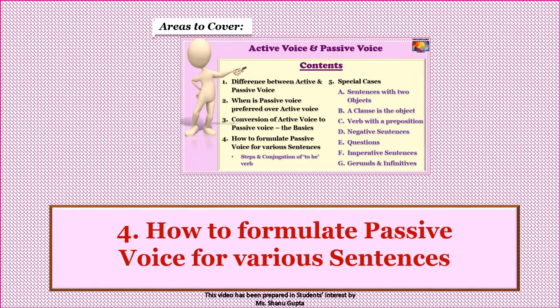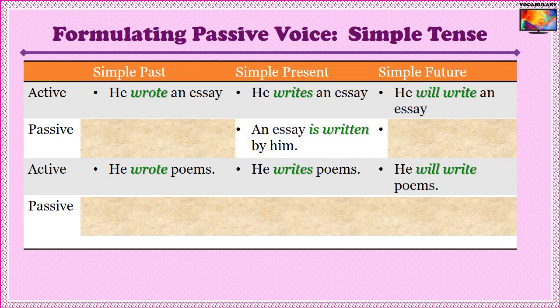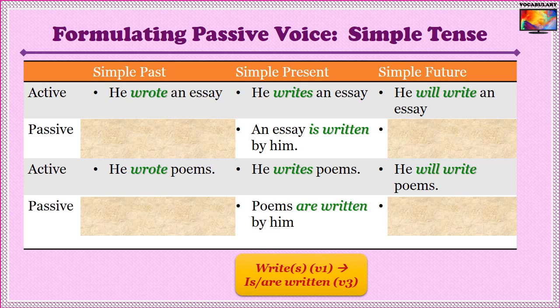After the basics, let's move on to some details on formulation of passive voice and practice for various tenses. In simple tenses, we have past, present and future. Focus on the change of the verb. Simple present tense: he writes an essay. An essay is written by him. He writes poems. Poems are written by him. So we see that writes is replaced by is or are written.